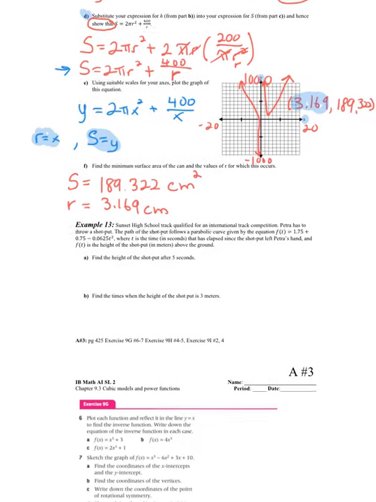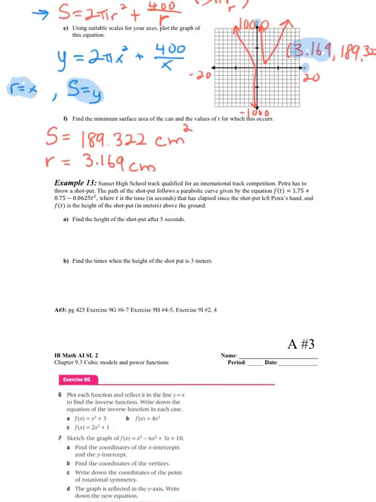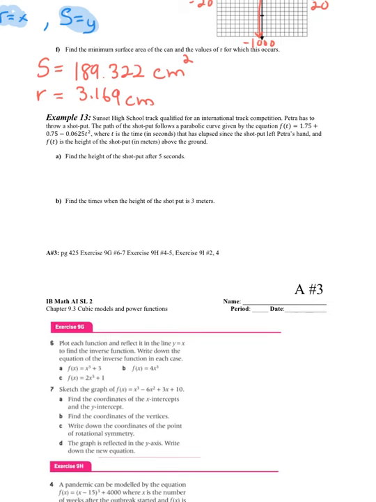All right, last problem here. Sunset High School track qualified for an international track competition. And we have this equation. There's a little typo in it. It should say 0.75 t right there, okay? So 1.75 plus 0.75 t. And we're going to do the height of the shot put, find the height of the shot put after 5 seconds. So the first part is we're going to plug in 5 to the equation and solve for the shot put.